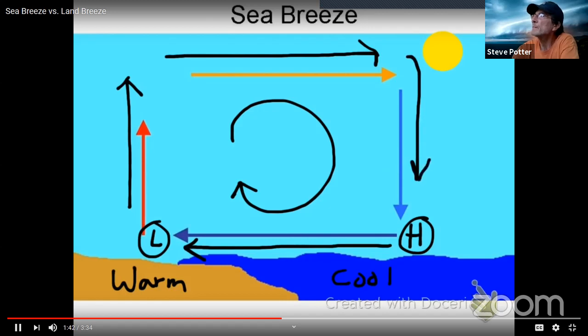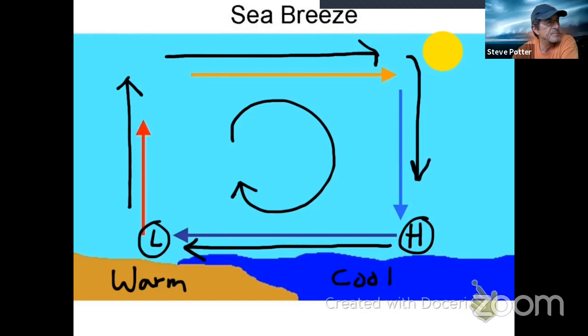And so if you recall, we spoke last week about subside. It's just another word for sink. So this air is going to sink back down to this high pressure area out over the ocean. And so this is how a sea breeze is generated.